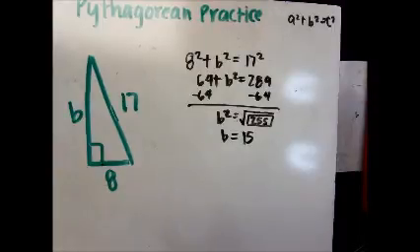As you can see, we did a squared plus b squared equals 17 squared. 64 plus b squared equals 289. Then you subtract 64 from both sides and you isolate b squared. B squared equals 225, b equals 15.